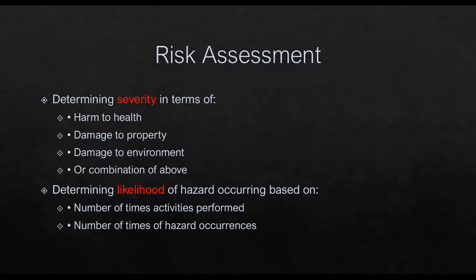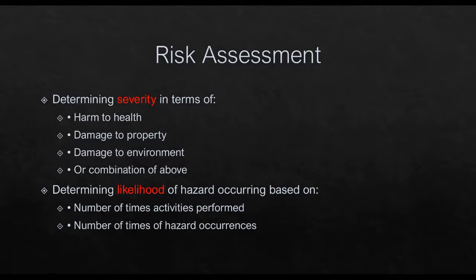And then determining the likelihood of hazard occurring based on the number of times the activity is performed and the number of times of hazard occurrence. So for example, the likelihood that might happen. For example, the ergonomic hazard, as we saw in the previous slides, in the office environment, one person uses repetitive movement. That is a kind of ergonomic hazard.